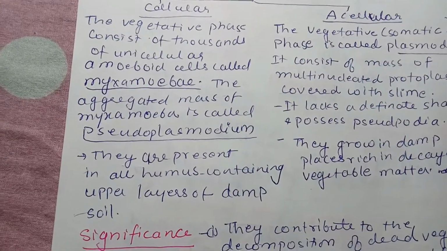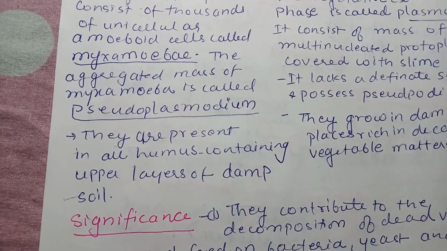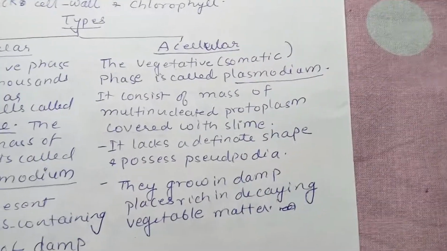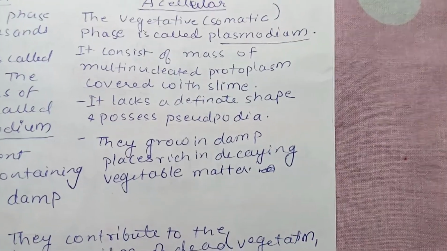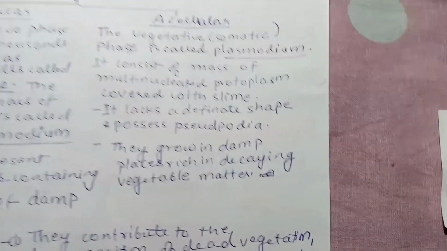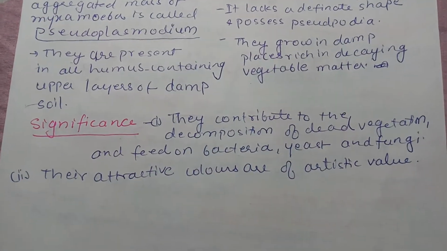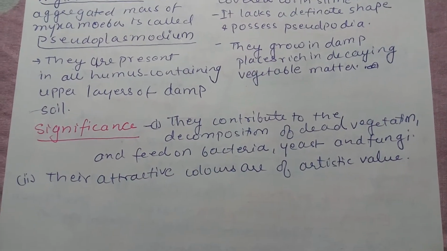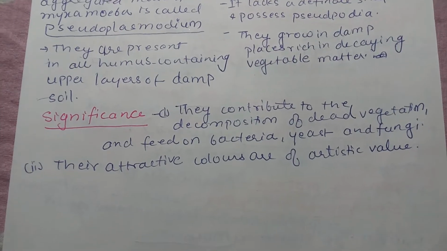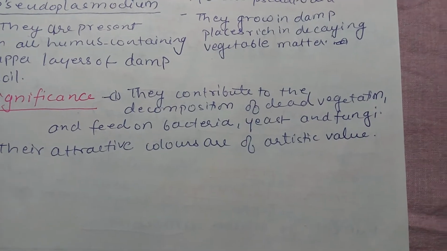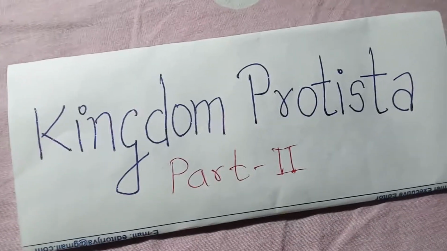Cellular type, they are present in the humus-containing upper layer of damp soil. And acellular type, they grow in damp places rich in decaying vegetable matter. What is the significance? They contribute to the decomposition of dead vegetation and feed on bacteria, yeast and fungi. Then second, their attractive color is of artistic value.